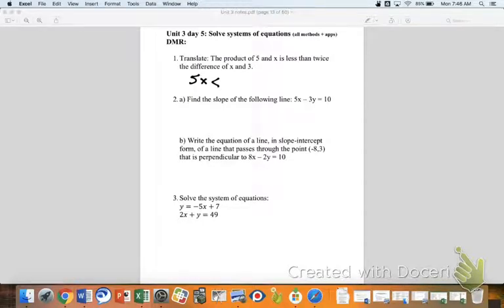I saw that the majority of us had that left side either correct or very close. The right side was a little bit more of a mixed bag. So twice the difference of x and 3 would be 2 parentheses x minus 3. Look at what you've got. Look at what I have. Any questions on one? Okay. Any questions at all? You know the parentheses have to be there, right?